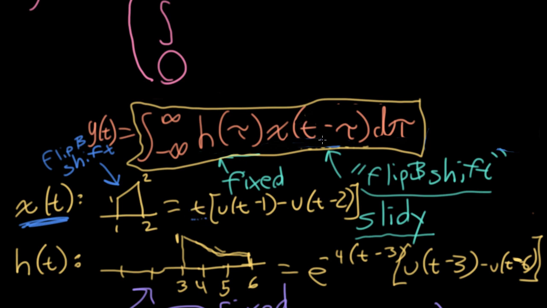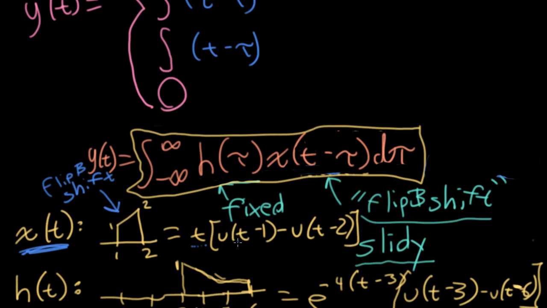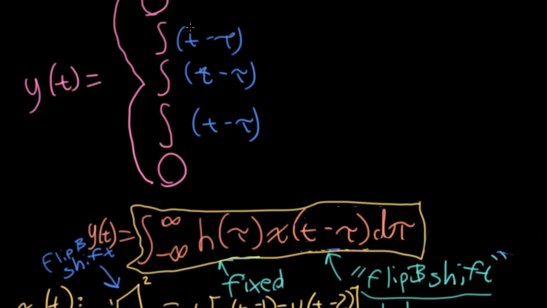So we're going to plug in t minus tau for t. So we're going to write this as t minus tau, t minus tau, t minus tau. So that's plugging in t minus tau for t. Notice I haven't included the unit step functions because we're going to encapsulate their effects in the limits of the integrals. So that's something we'll need to figure out later.